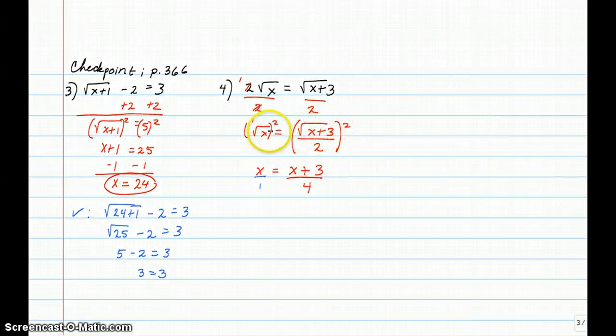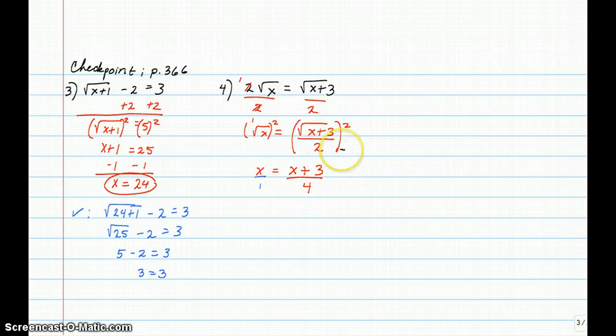So when you square, the square root of x squared is x. When you square the square root of x plus 3, you get x plus 3. And when you square the square root of 2 squared, you get 4. It would be easier, if you don't want to use the multiplication property of equality, if you just put a 1 underneath the x, you now create a proportion so you can use cross products.